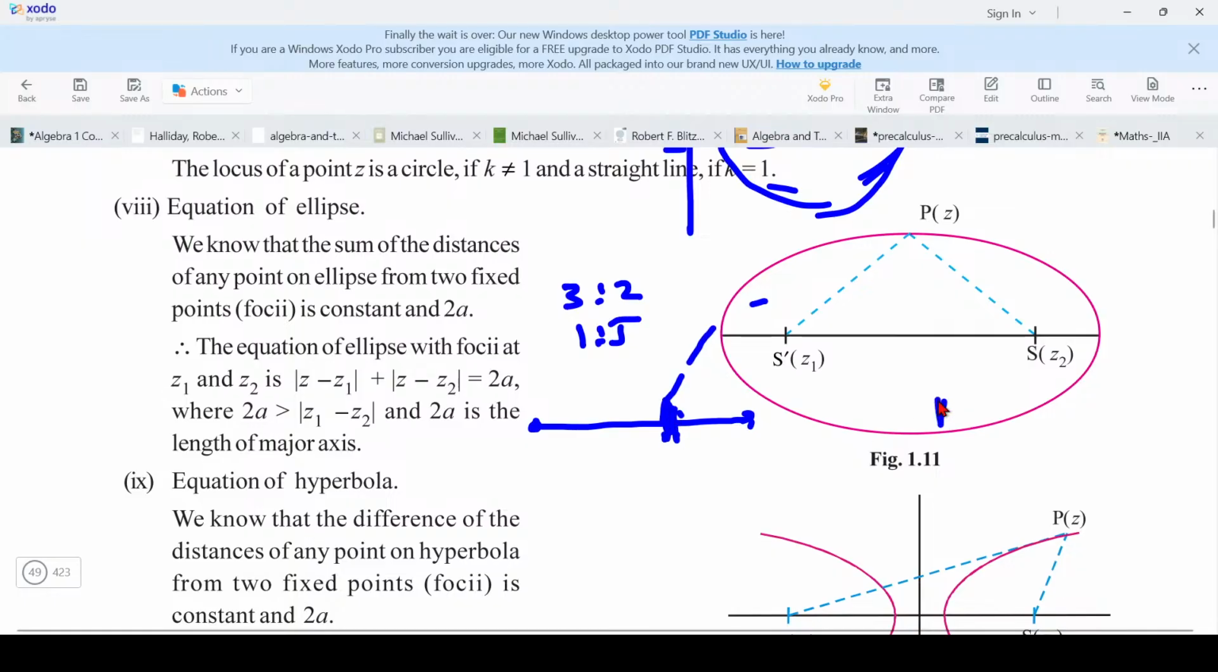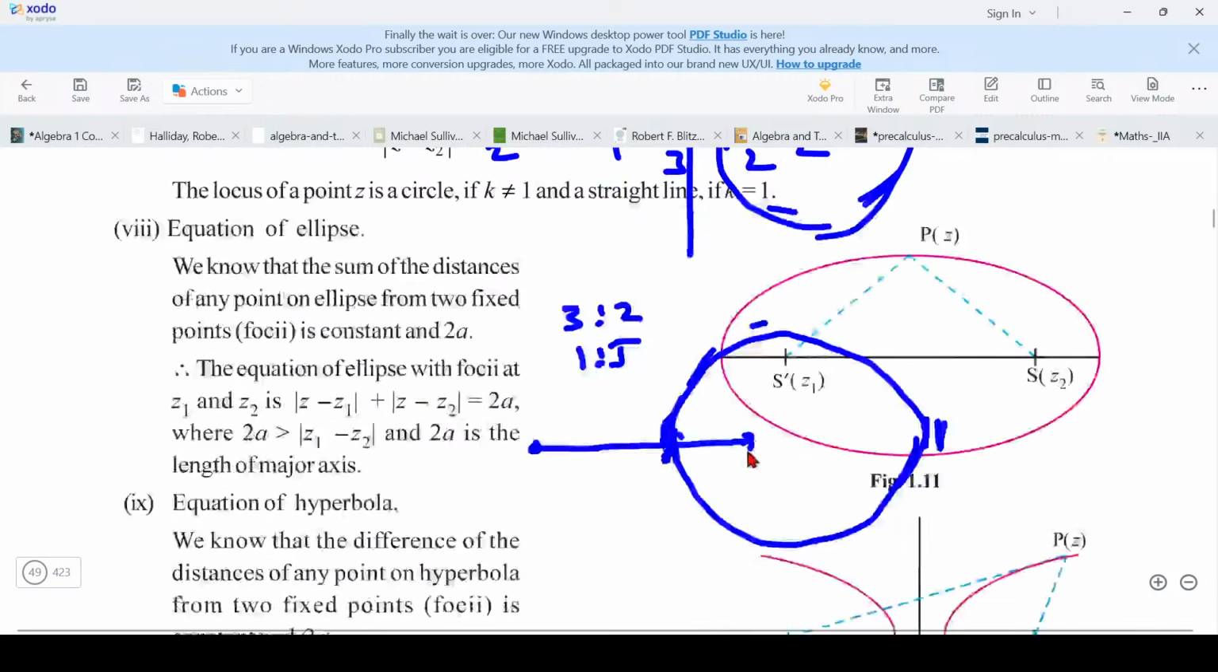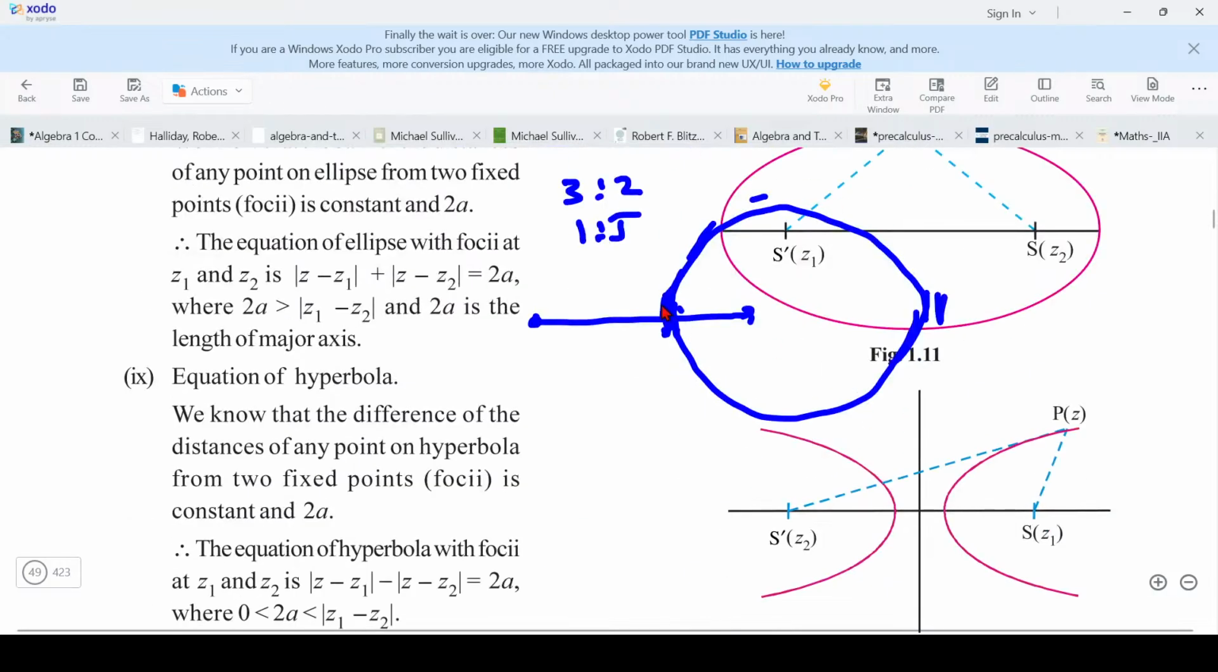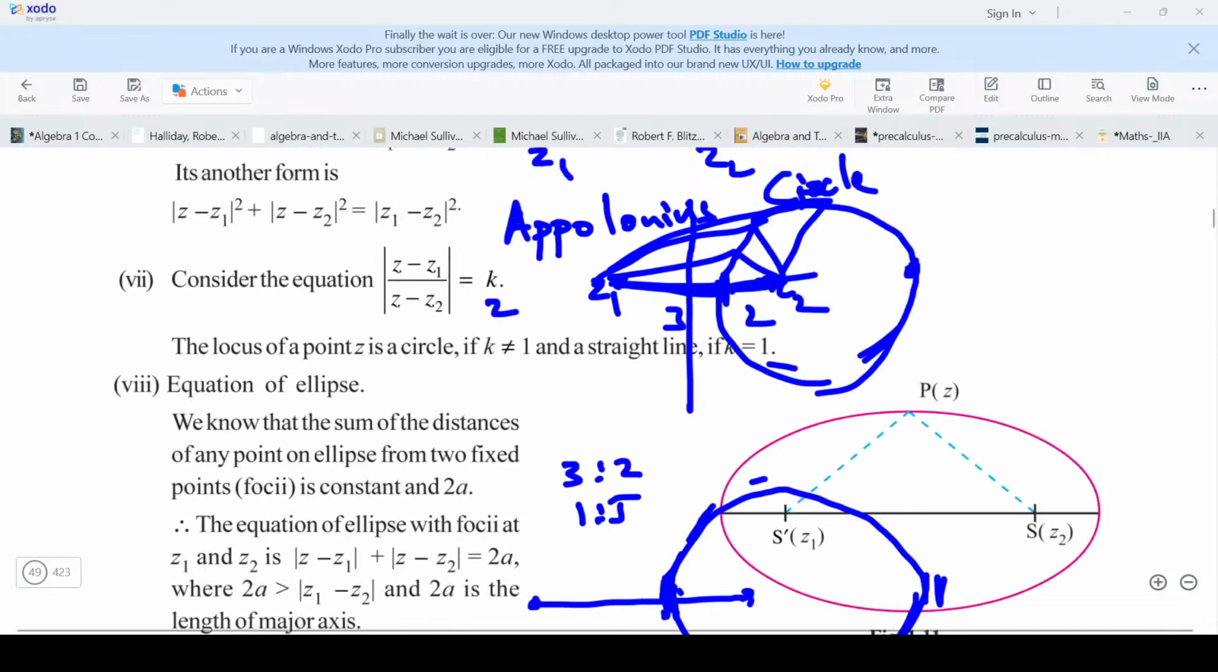One is an internal point, one is an external point. This is the diameter of the circle. Understood now? So that's what he is saying. When k equals 1, obviously it is the perpendicular bisector. When k is not equal to 1, that is this circle. This distance by this distance is some ratio, let's say 2. Similarly, this distance by this distance, that is also 2. Understood?